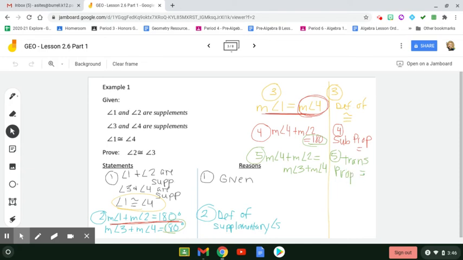Okay, now, do you see how we're kind of getting closer to what I want? I'm getting the 2 and the 3. You see the 2? You see the 3? I got to get rid of that measure of angle 4. So, you know what I'm going to do? I'm going to subtract it off of both sides. So if I subtract off the measure of angle 4 from both sides, look what I get. I get that the measure of angle 2 equals the measure of angle 3, and that's my subtraction property of equality.